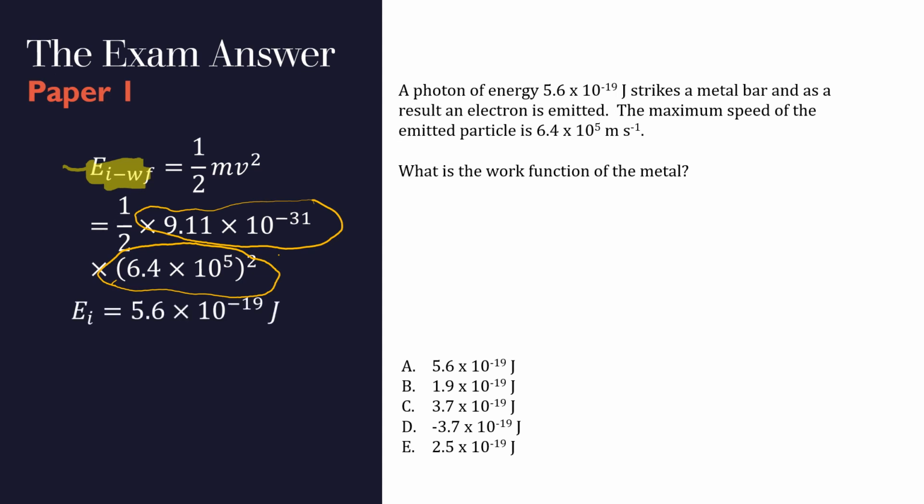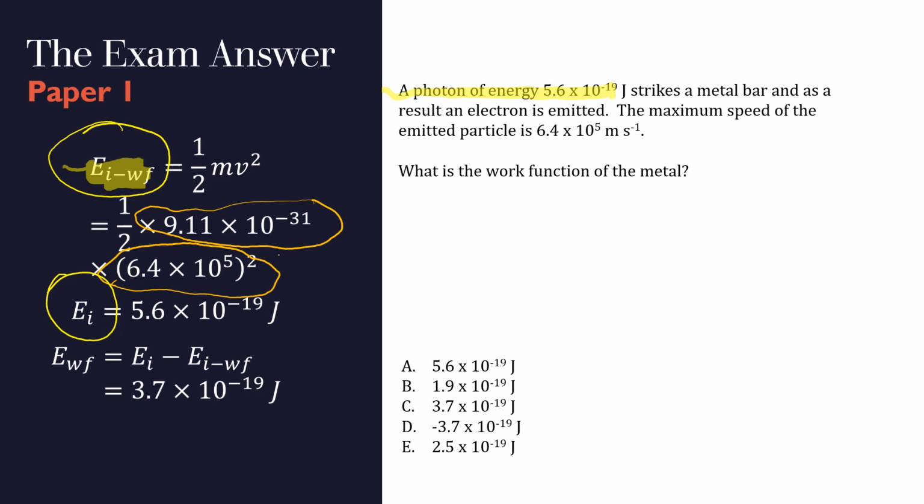Let me just do that. That was given to us here, photon of energy 5.6 times 10 to the negative 19. So we know what that is. We now have a value for both the kinetic energy and the incident energy, so we can go ahead and work out the difference, which gives us the work function of the metal. We just want to make sure that we've got the right units all the way through. That, of course, provides us with our answer, which is answer C. So there are a few steps going on there.